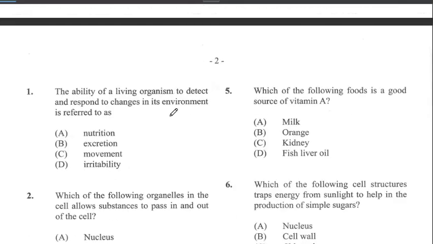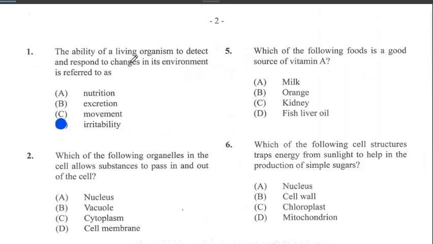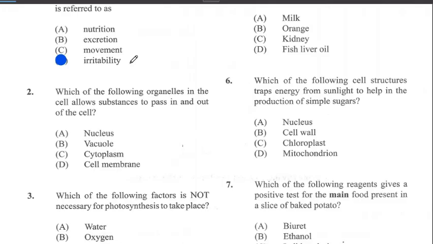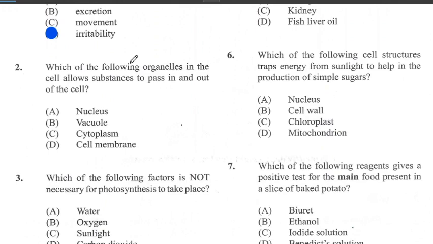The ability of living organisms to detect and respond to changes in the environment is referred to as irritability. Irritability means that you react to changes in the environment and basically adapt to them. Which of the following organelles in the cell allows substances to pass in and out of the cell? That would be considered the cell membrane.